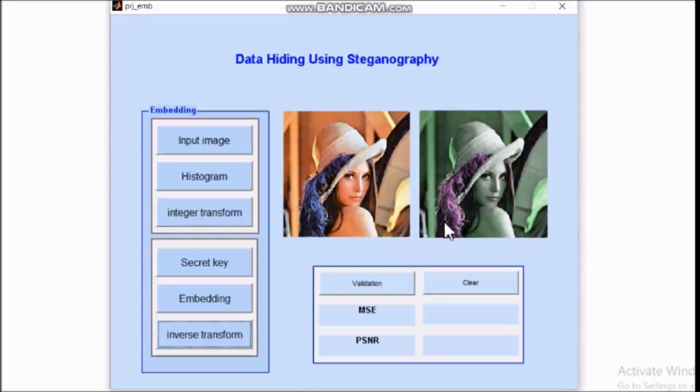Now we will validate the part. We get the PSNR ratio. Here we got the PSNR value after the embedding process. Here the hiding process is done.